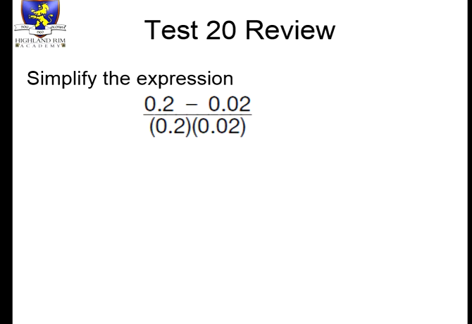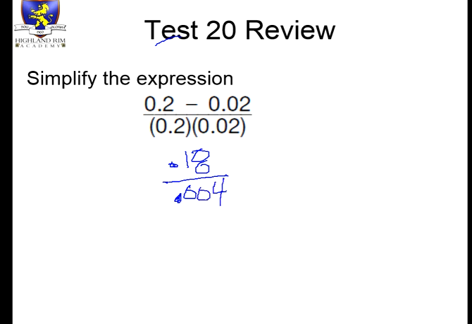Now we have one more simplify the expression, and what we have is 0.2 times minus 0.02 over 0.2 times 0.02. We got enough 2's in this one, and I'm sorry about that, but that's the way it goes. So minus 0.2 minus 0.02 is 0.18, right? So it's minus 0.20 minus 0.02, that's 0.18, okay? And that's over 0.2 times 0.02, which is 0.004.